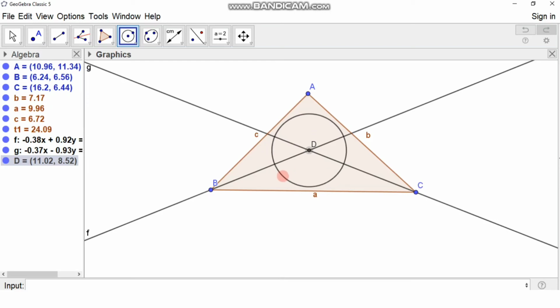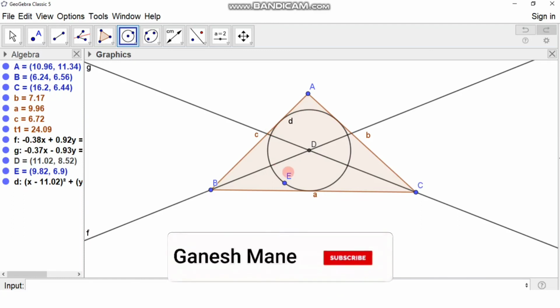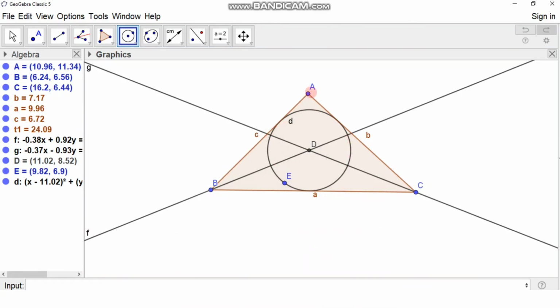As we drag the cursor, you can see that now it touches all the three sides. Now if we click here, we get this circle which touches all the three sides AB, BC and AC. So this is the incircle of triangle ABC. This is how we can construct the incircle of a triangle by using the GeoGebra interface. I hope you understand this concept. Thanks for watching.